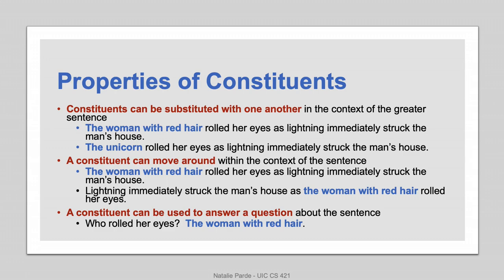In general, constituents can be substituted with one another in the context of the greater sentence, and they can also be moved around within the context of the sentence. They can also be used to answer questions about the sentence, making constituency parsing useful for things like question answering systems.